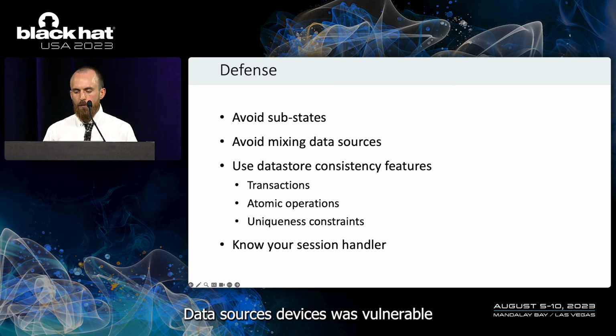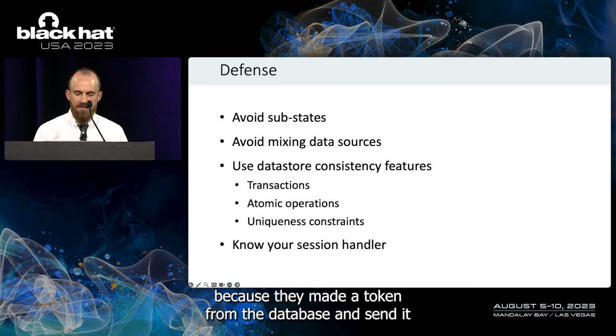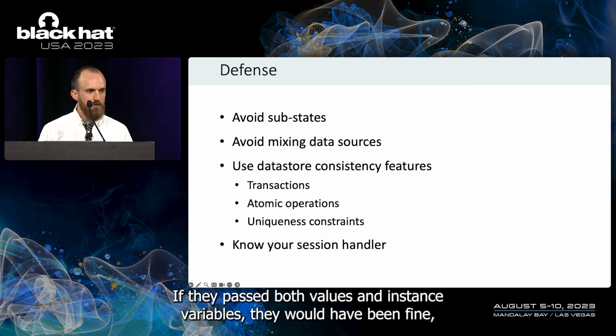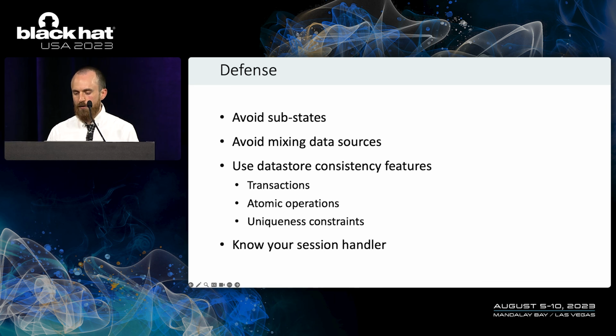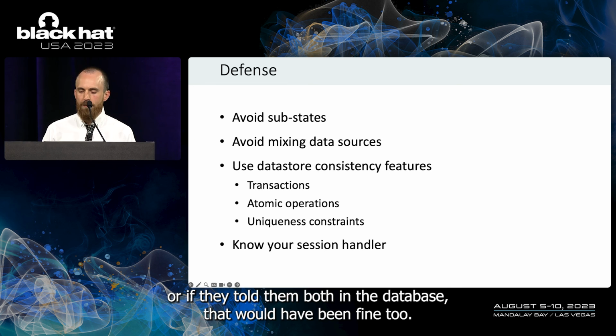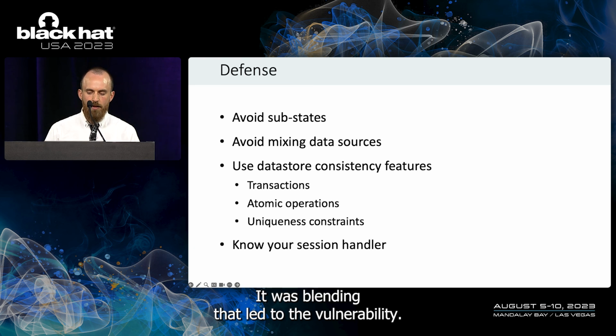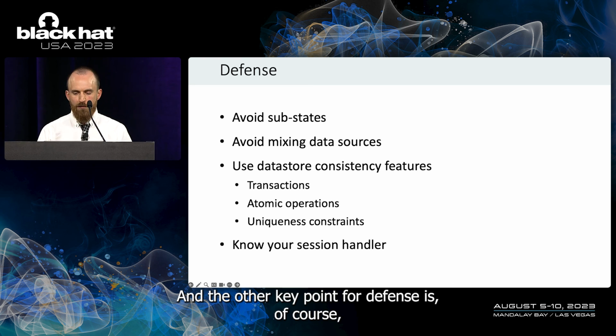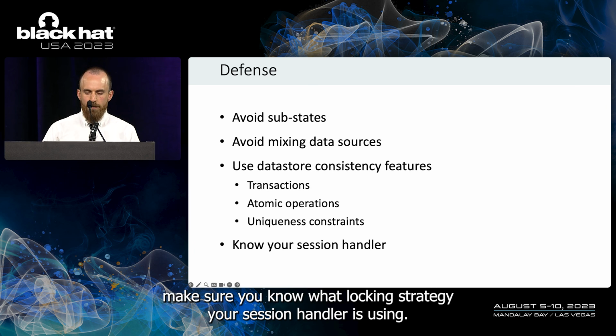Devise was vulnerable because they read a token from the database and sent it to an address held in an instance variable. If they'd passed both values in instance variables, they would have been fine. Or if they'd held them both in the database, that would have been fine too. It was this blending that led to the vulnerability. The other key point for defense is, of course, make sure you know what locking strategy your session handler is using.